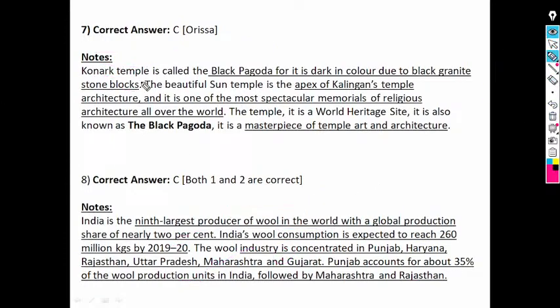Konark temple is called the Black Pagoda because it is dark in color. The dark color is due to black granite stone blocks. The beautiful Sun Temple.